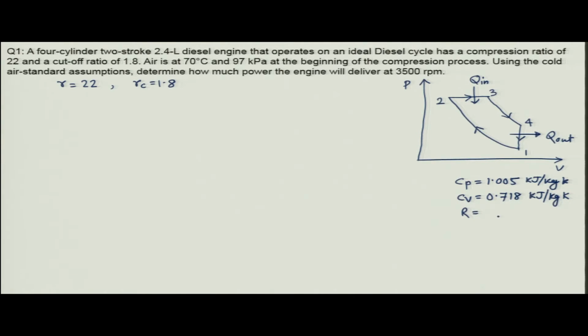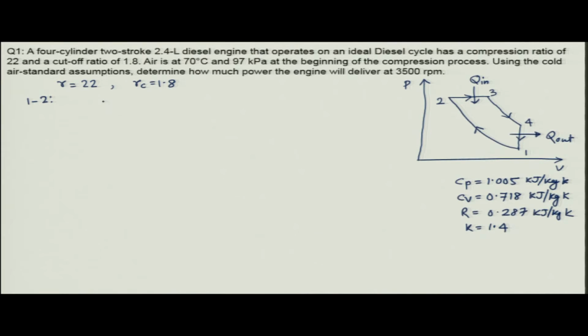R, the gas constant of air, is 0.287 kilojoule per kg Kelvin, which is the difference of the specific heats, and K, the ratio of the specific heats, is 1.4. Now, process 1 to 2 is an isentropic compression process.